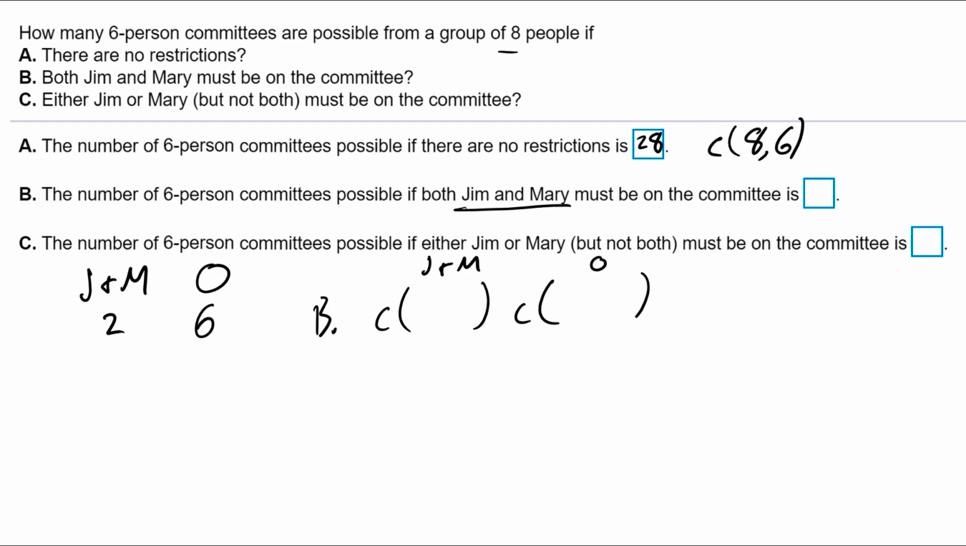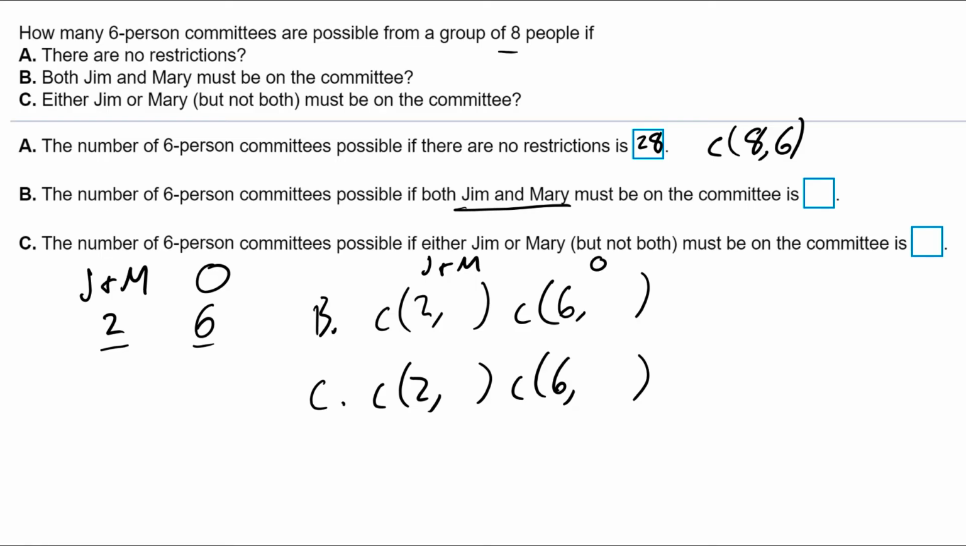All right, so from the Jim and Mary group, there are 2 people in that group. The others, we know there are 6 people in that group. So that comes from the 2 and the 6. So part C, actually, doesn't even matter what part C says. We're still looking at Jim and Mary and the others. So part C is going to start off the exact same. There are 2 people in the Jim and Mary group, and there's 6 people in the rest of the group. The only thing that's going to change between parts B and C is how many people we want from each.